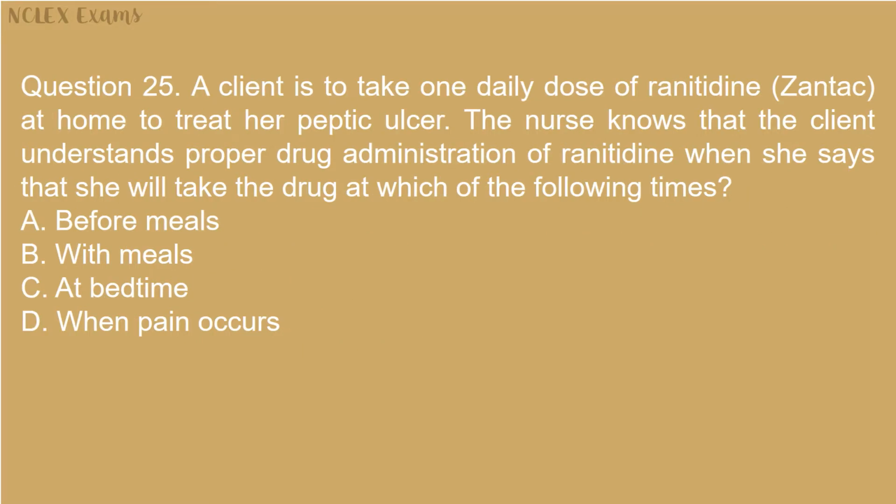Question 25. A client is to take 1 daily dose of ranitidine (Zantac) at home to treat her peptic ulcer. The nurse knows that the client understands proper drug administration of ranitidine when she says that she will take the drug at which of the following times? A. Before meals. B. With meals. C. At bedtime. D. When pain occurs.